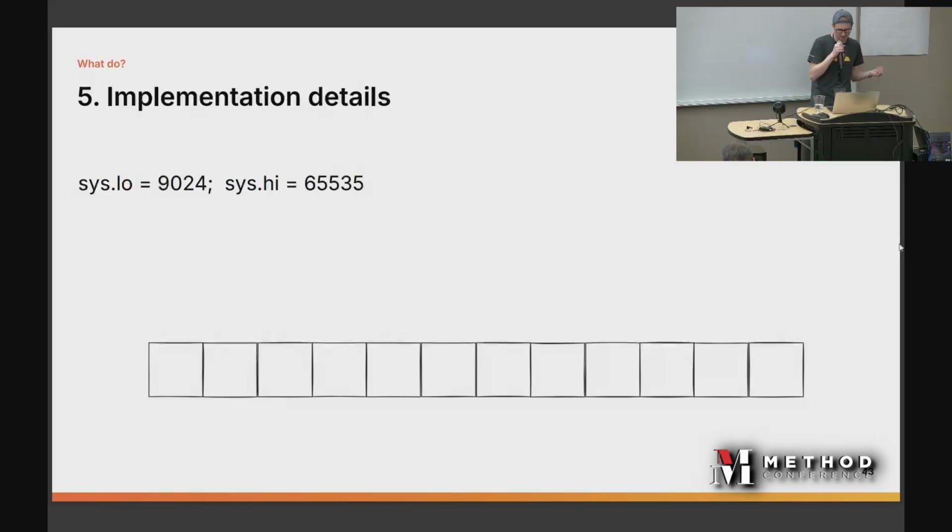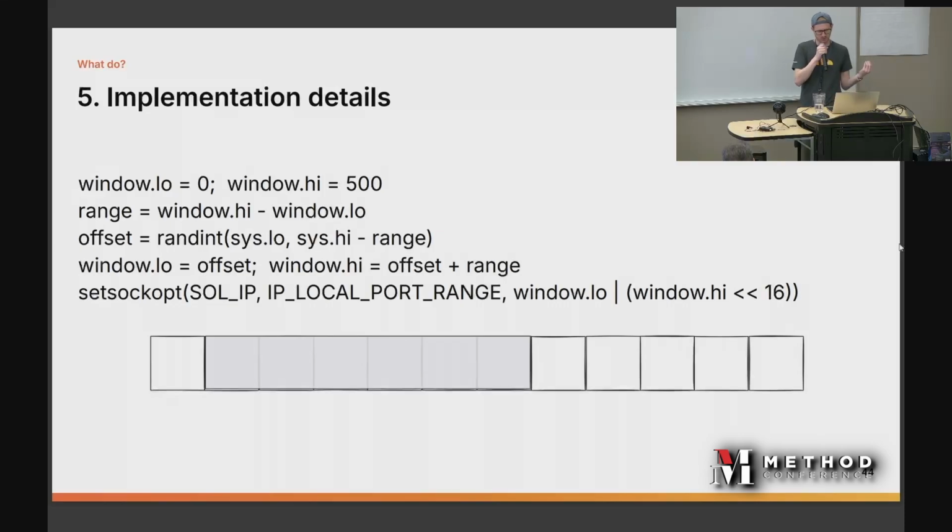So a little bit more about how that works, right? In our case, our system has 9024 as the low port, and the high port is 65,535, represented by these blocks. We're going to create a window, 0 through 500, so a 500 port window. We're going to offset that by some random number, and we're going to offset it so that it still neatly fits within our entire port range, because we don't want it to go over. That makes no sense. It's just going to wrap around.